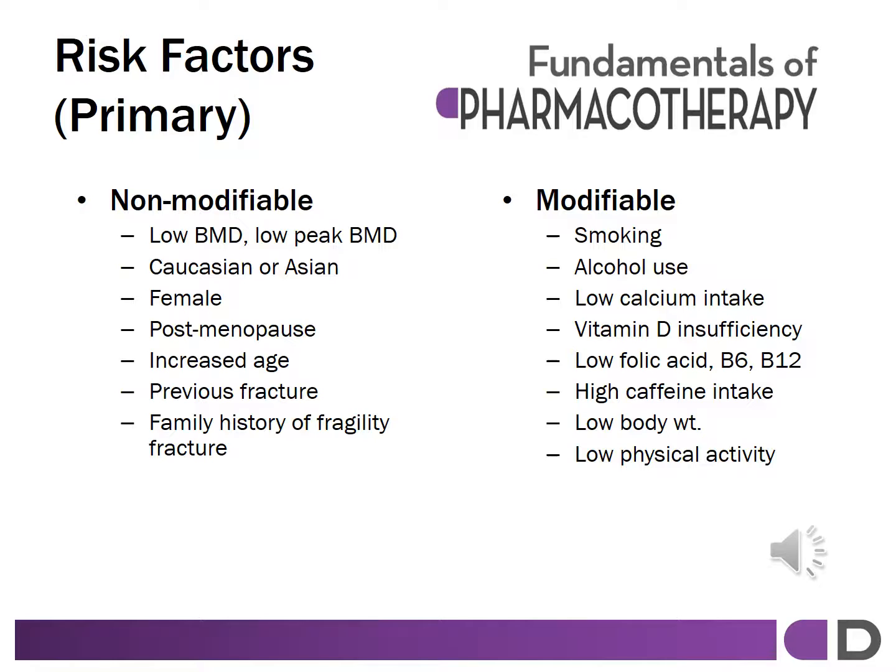However, there are modifiable risk factors that are things that both men and women can do to decrease the risk of osteoporosis. They can make sure they're getting enough calcium and vitamin D, as well as other vitamins including folic acid, B6, and B12. Patients should also stop smoking and limit alcohol intake. Drinking more than 2 alcoholic drinks per day is considered a risk factor for osteoporosis. Patients can also limit their caffeine intake and make sure that they are getting enough physical activity, especially weight-bearing activity.